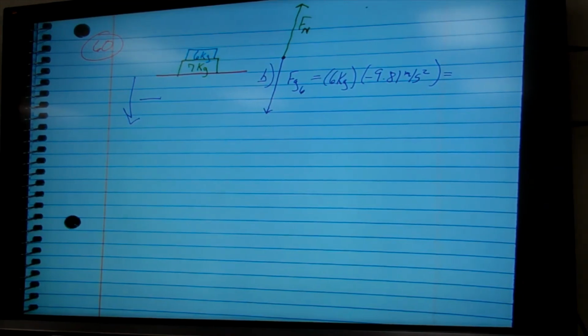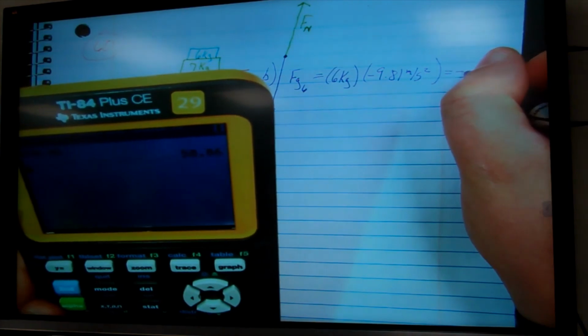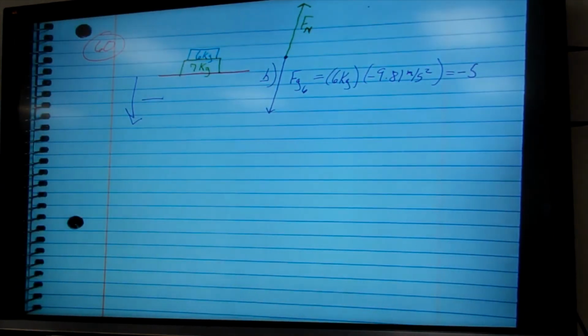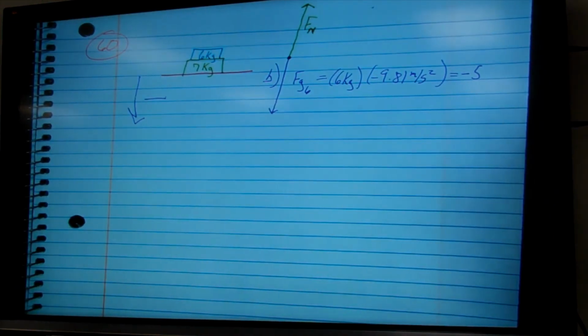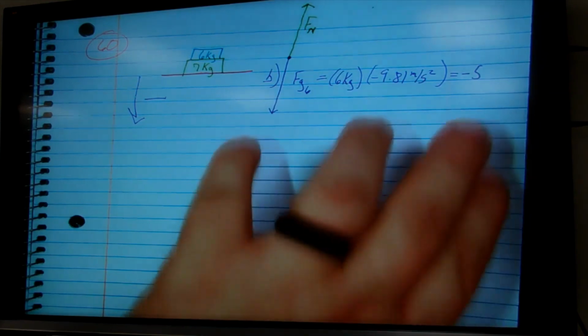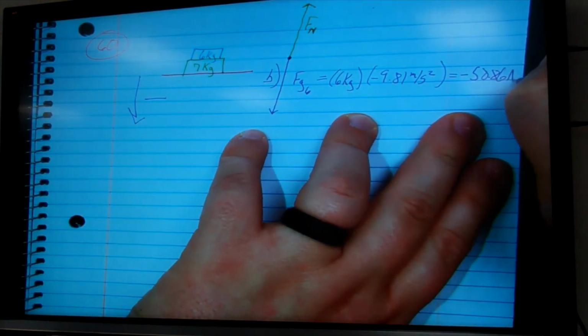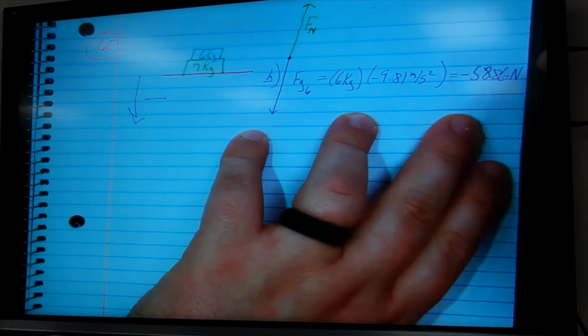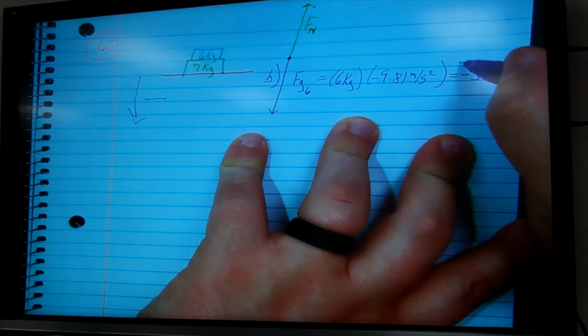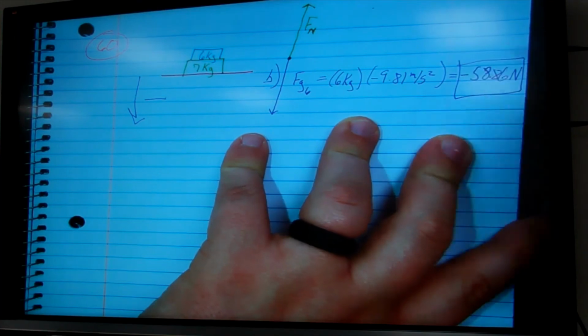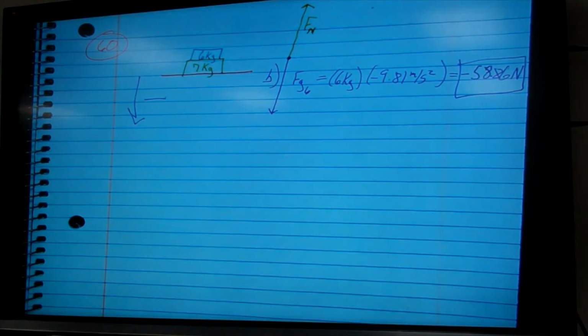So in this, Mr. Hall, why wouldn't the 6 kilograms be negative if it's on top of it? Because that's just the mass of it. Yeah, it's just mass. Mass doesn't have a direction. Mass is just mass. So I get negative 58.86 newtons. Mass and weight are different. So that's part B.